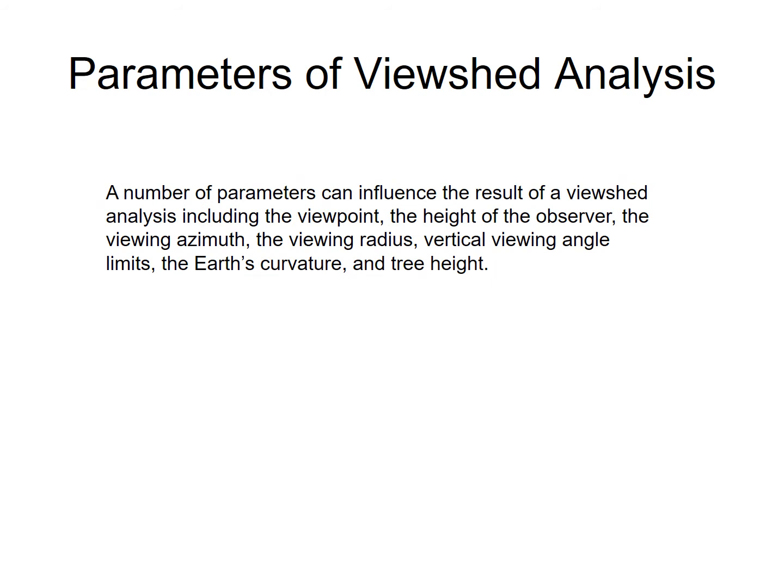What are the parameters that influence it? The height of the observer, the viewing angle, the viewing radius, the vertical viewing angle, the limits of the Earth's curvature, and the height of the trees could all contribute to blocking or not blocking particular view sheds.